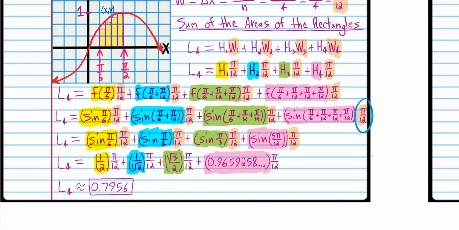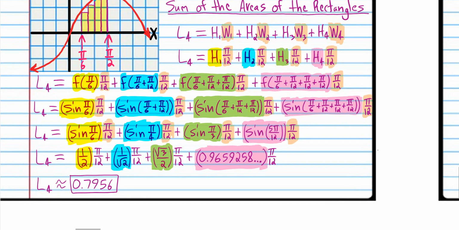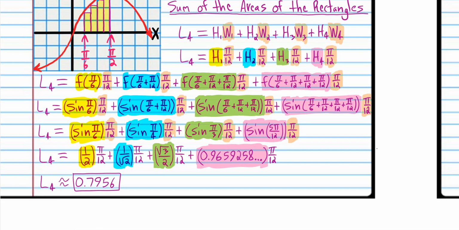And so on and so forth. So we have the area of the first rectangle, the area of the second rectangle, the area of the third rectangle, and the area of the fourth rectangle. And of course we can just add those fractions by getting a common denominator. And now these are special angles: pi over 3, pi over 6, and pi over 4.